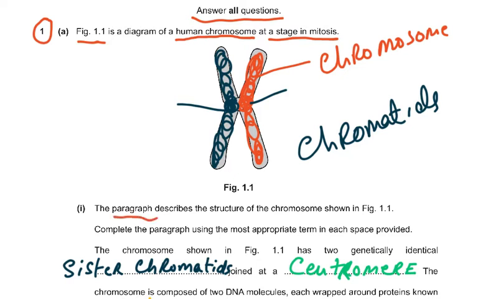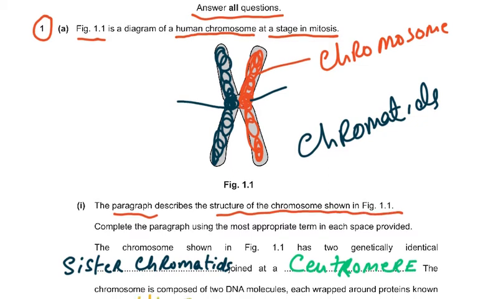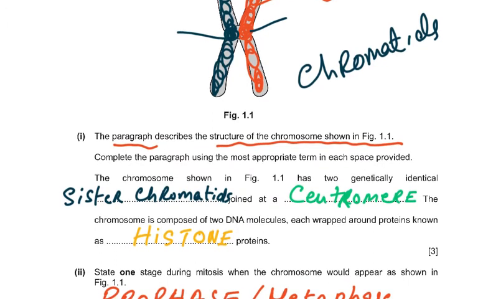The paragraph describes the structure of the chromosome shown in figure 1.1. Complete the paragraph using the most appropriate term in each space provided. The chromosome shown in figure 1.1 has two genetically identical sister chromatids joined at a centromere. The chromosome is composed of two DNA molecules, each wrapped around proteins known as histone protein. So that was a very easy 3 marks. I'm sure everybody knew that.